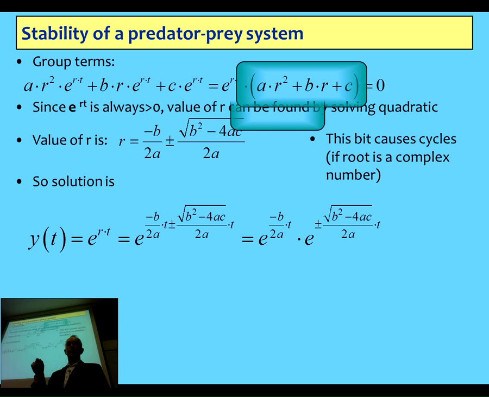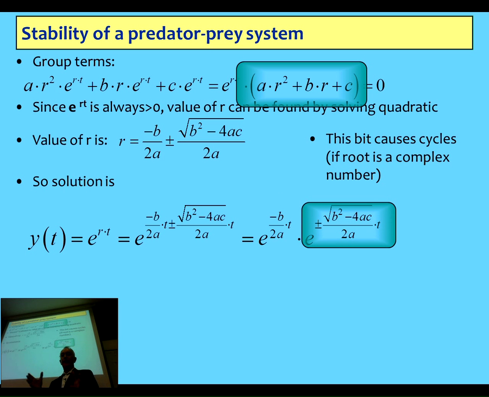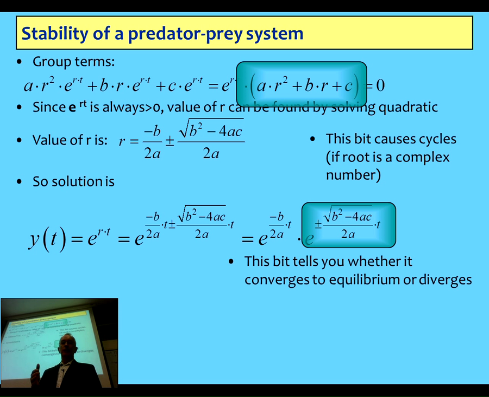Now this bit causes cycles. If that happens to be a complex number, the square root of a negative number, then you'll get cycles. This bit tells you whether you're going to converge or not. It's the magnitude of those cycles. And you can see you completely separate the two.